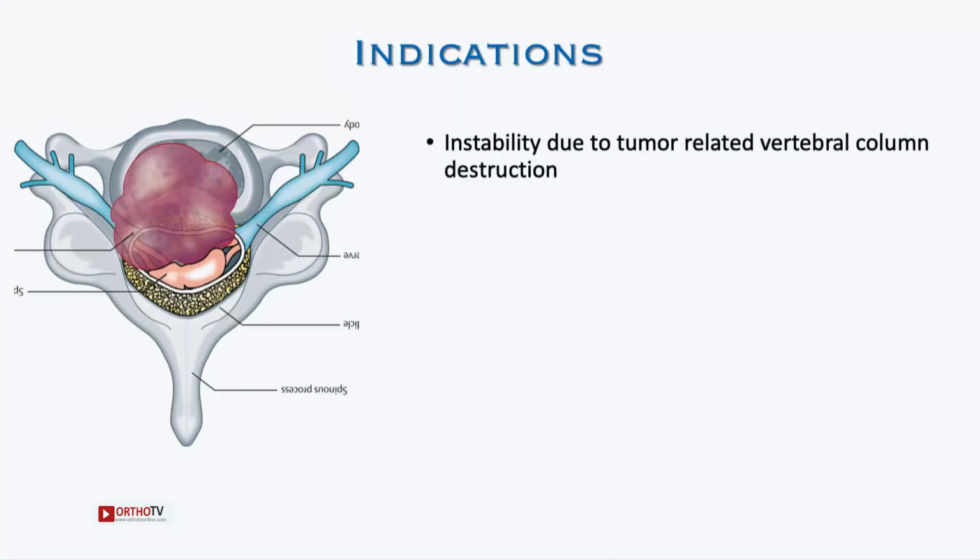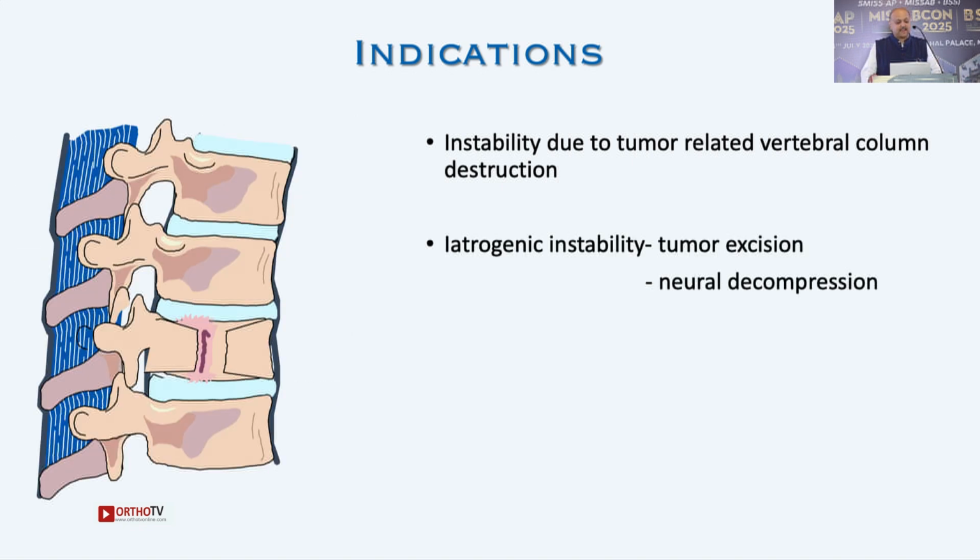So I've been asked to speak about the reconstruction following an excision of a spinal tumor, metastatic tumor. And what are the indications? Simply put, the first indication is if there is a tumor which has resulted in destruction of a significant amount of vertebral body, paraspinal elements, etc., posterior elements, which has resulted in an instability. The second is if there is an iatrogenic instability.